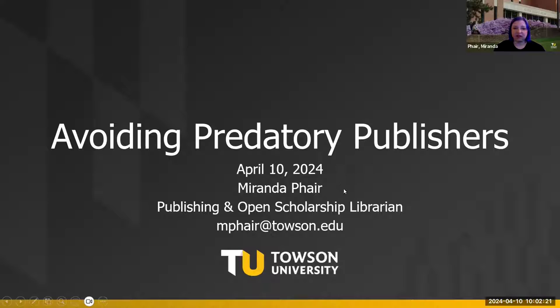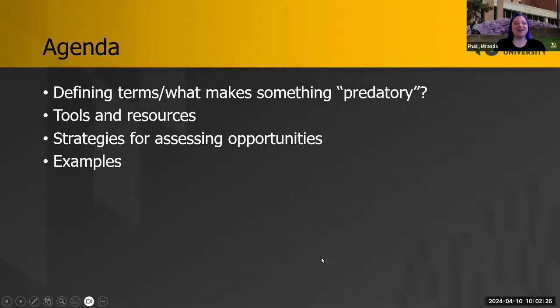So what we're going to do today is define our terms, talk a bit about what makes something predatory and why it's a problem besides the obvious, and talk about some different terms people use for things like this. We'll go over some tools and resources that will help you vet and check out the sources you're looking at. And then we'll talk about some strategies for assessing opportunities. I say opportunities because I'm talking mostly about publishers and journals, but I'm also going to talk about conferences, because fake conferences have become a problem recently too.